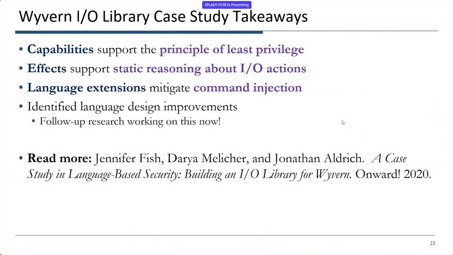All right, some takeaways. We looked at some of the features of Wyvern. Capabilities support the principle of least privilege. Effects support static reasoning about I/O actions. Language extensions mitigate command injection. We showed some scenarios where we can use all three of these. We also found some places where we needed improvements that motivated some research, and at least one follow-on piece of research was published at Onward 2020.